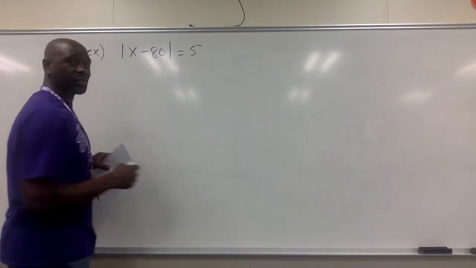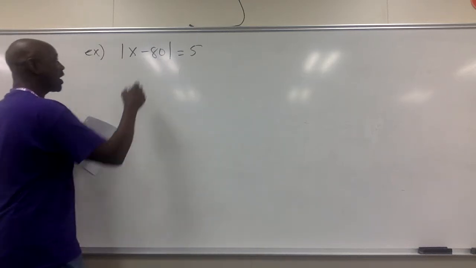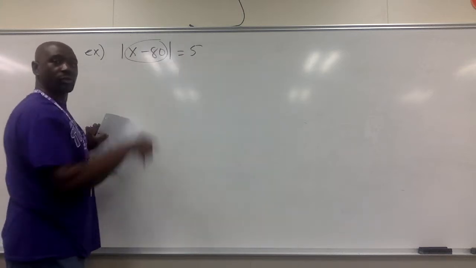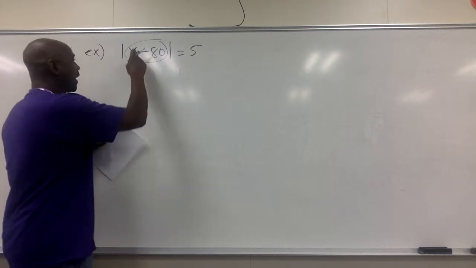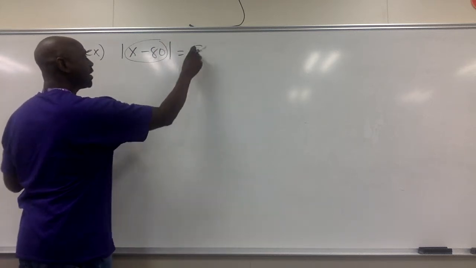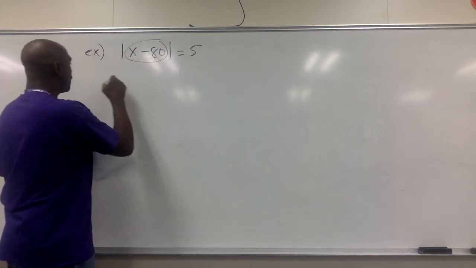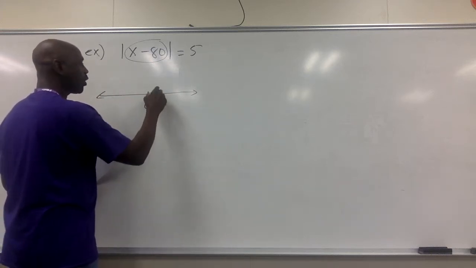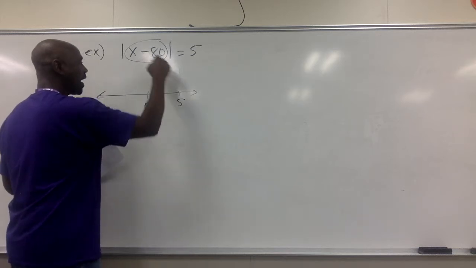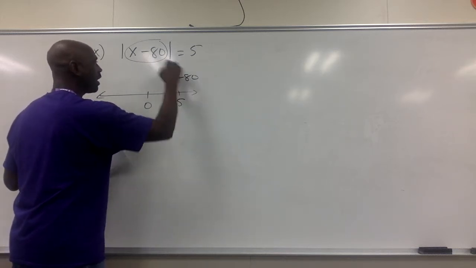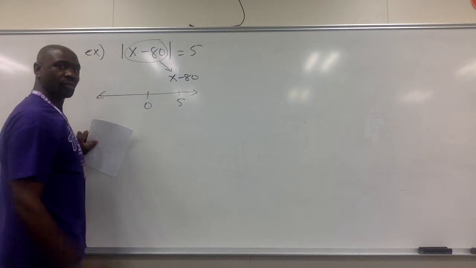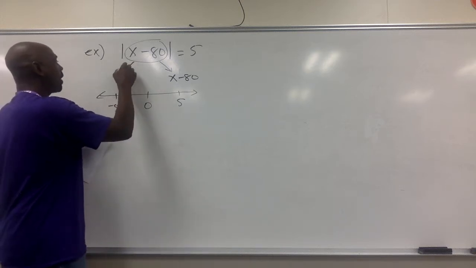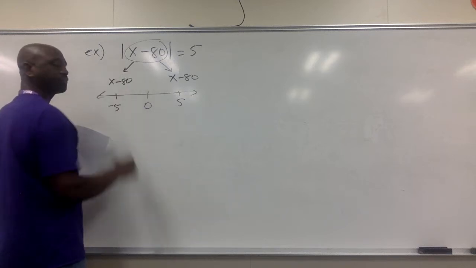Remember, the absolute value means it's the distance from zero. So I'm saying that x minus 80, this thing right here, is 5 units from zero. That's what this is saying. x minus 80, whatever's inside, is this many units from zero, 5. So in my mind, I see this. If this is 0 and I go 5 units to the right, I'll have an x minus 80. But if I go 5 units to the left, that's at negative 5, I'll also have that x minus 80.